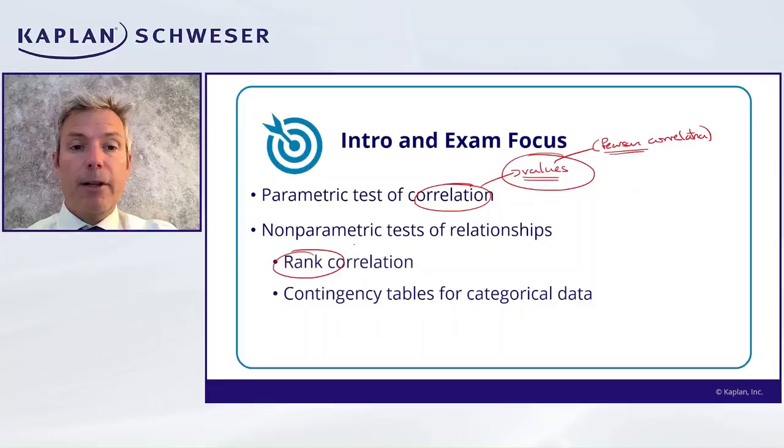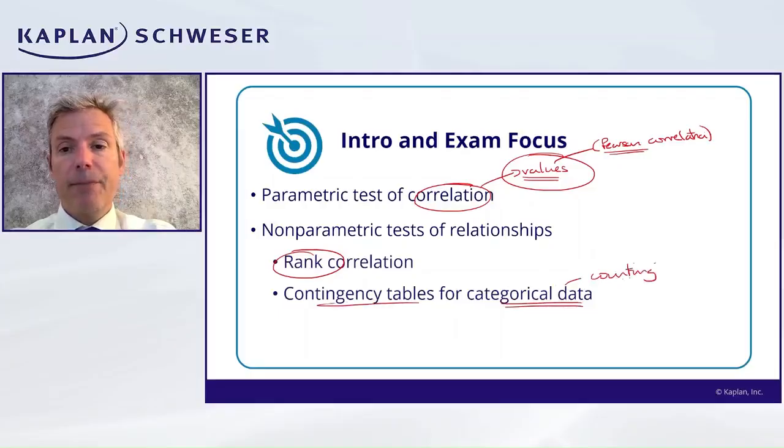And also we're going to look at contingency tables for categorical data. So here we're going to be counting the number of times we see a certain attribute in our data, like counting the number of times we see tall people, medium height people, short people, and also count how many times we see high income, medium income, low income, and then we can test to see if there's a relationship between height and income.